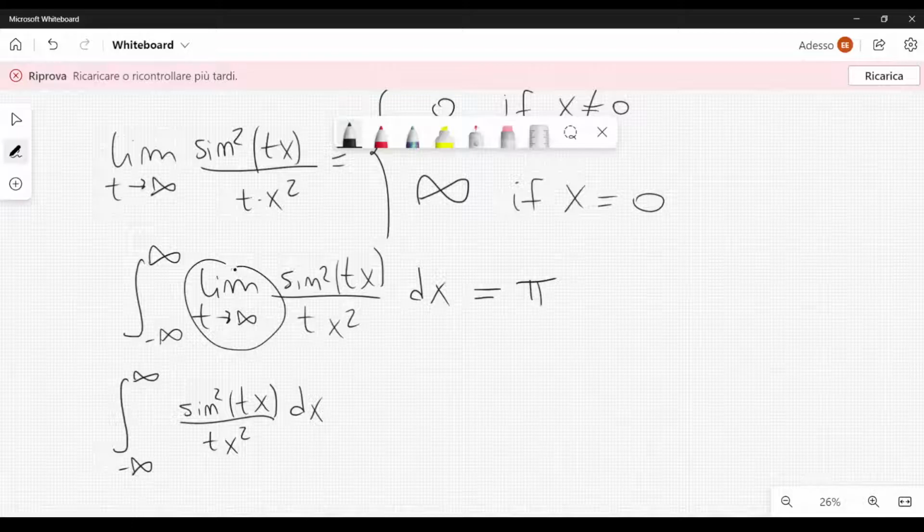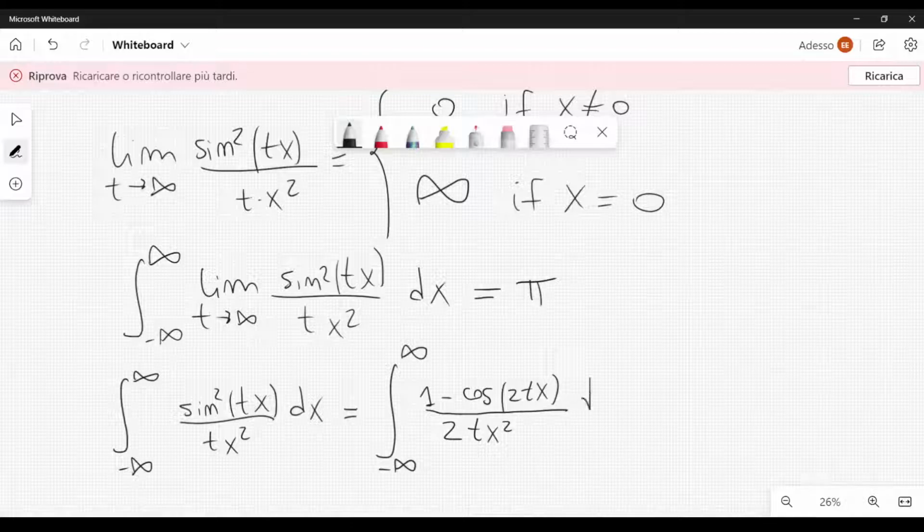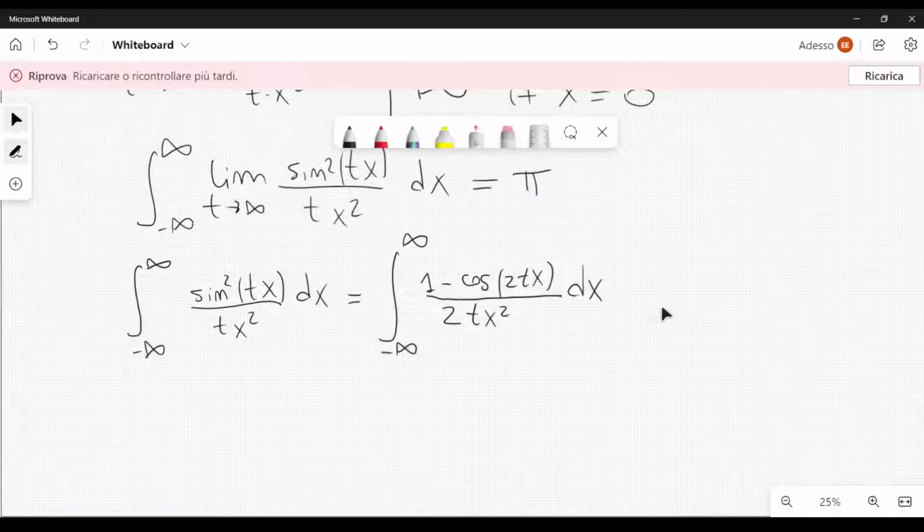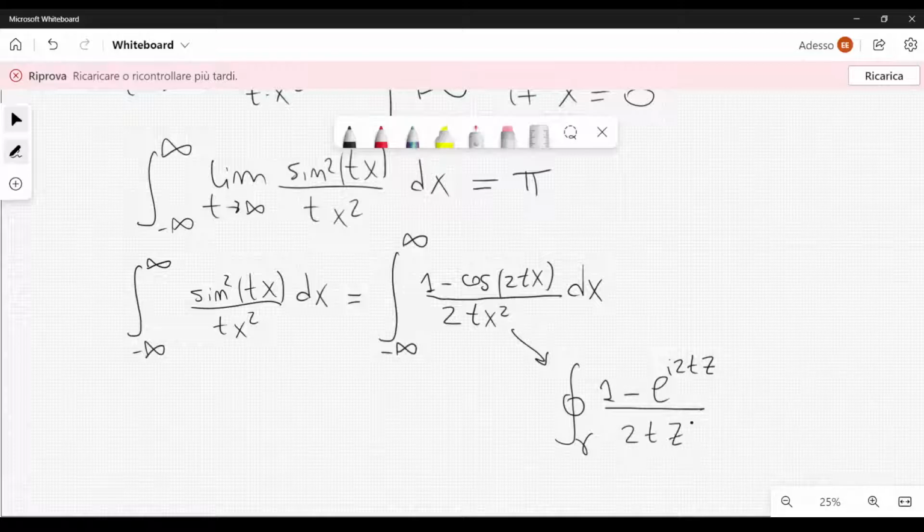Now let's remove this limit. Let's not take into account that we want to take the limit. Now we can rewrite this formula like this. Integral from minus infinity to plus infinity. And now I'm rewriting sine squared of tx as 1 minus cosine of 2tx divided by 2. And then we also get tx squared, integrate over dx. Now at this point we are going to evaluate this integral here by using a contour integral, so contour integration. Remember also that t will have to go to infinity, and the integral that we will associate with that one is the integral over the contour gamma that I will define in a moment, 1 minus e to the i 2tz divided by 2tz squared dz. I will evaluate it like this.